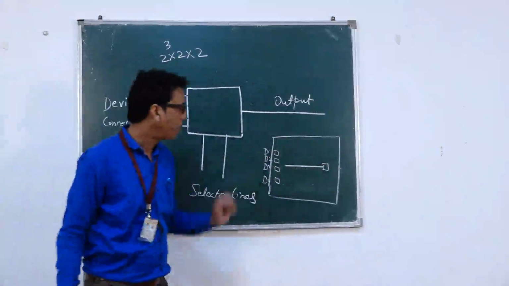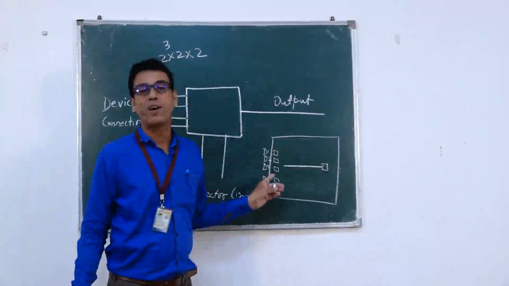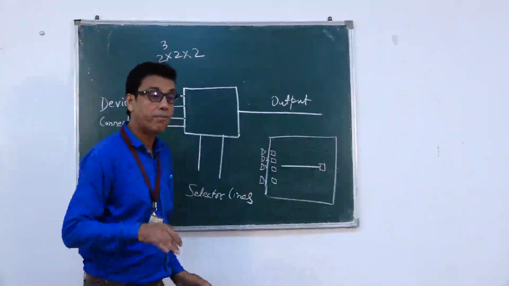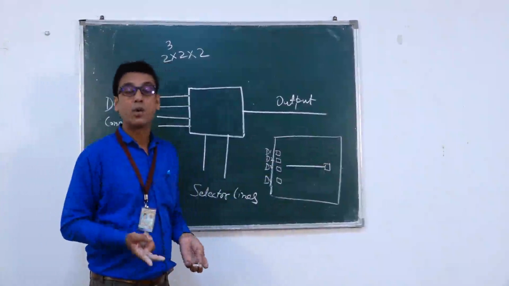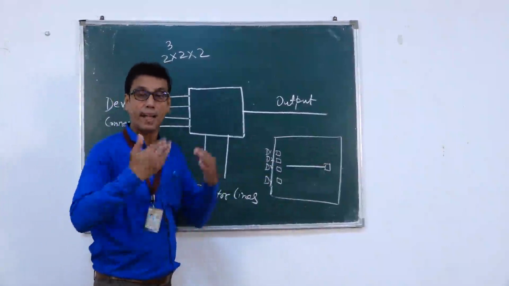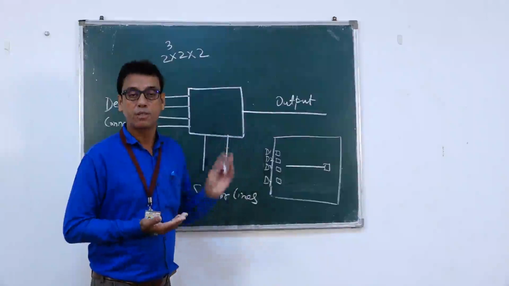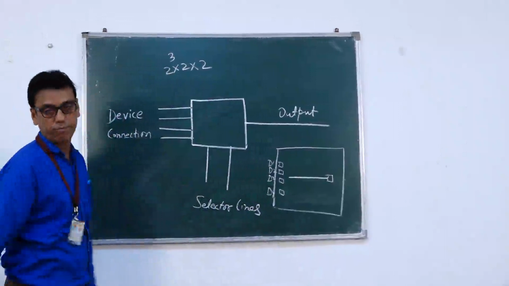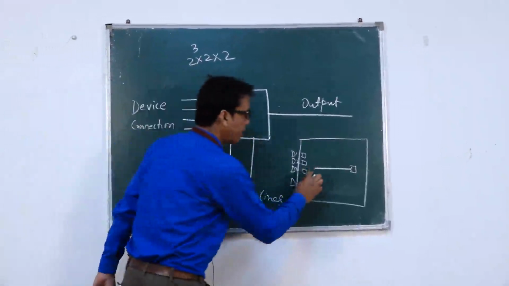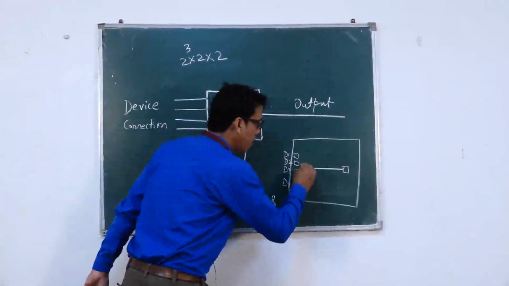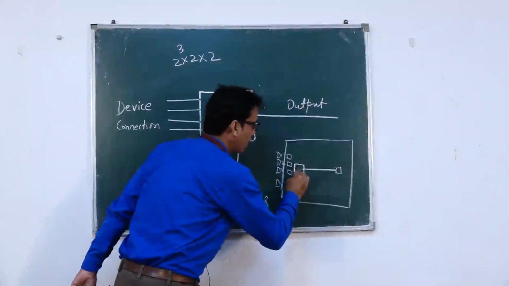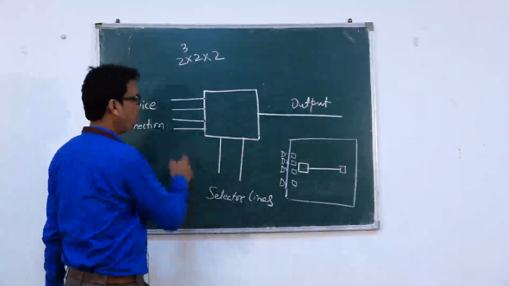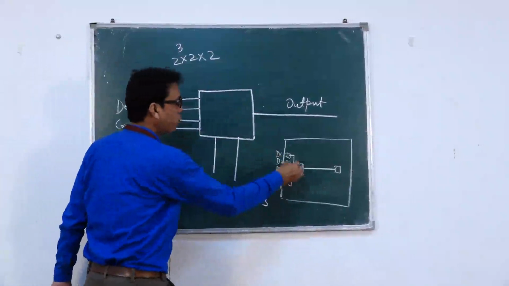The single wire will be used by all 4 devices to send the data. What if 2 devices attempt to send the data at a time? There will be collision. Here, the role of the multiplexer starts. You need to put a multiplexer here. These 4 devices will be connected with these 4 lines.